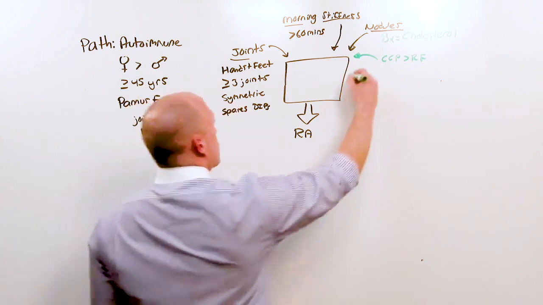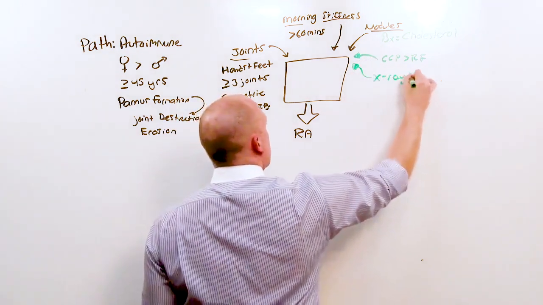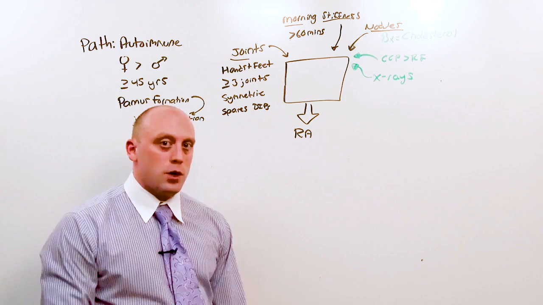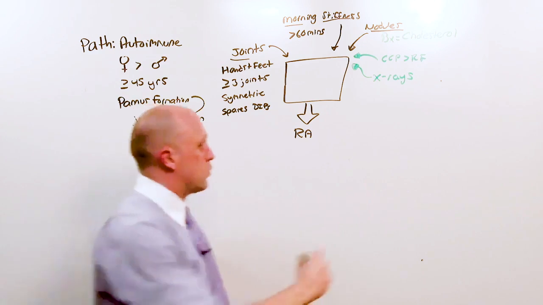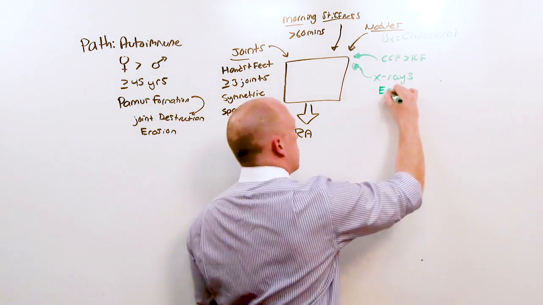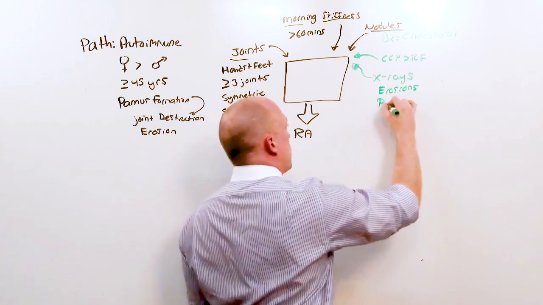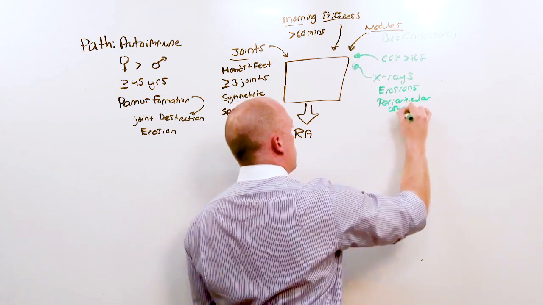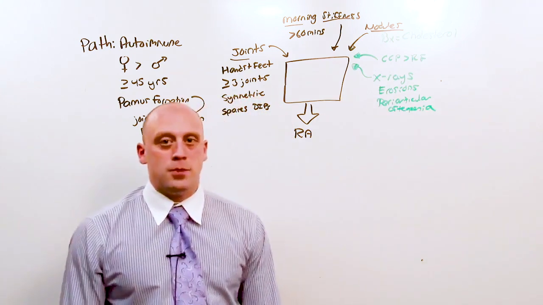And then you can use the imaging. And the imaging you want to choose is X-rays. Remember, what you're looking for is the pannus formation causing erosions. So what you're looking for is erosions. And if you see the words periarticular osteopenia, that's a buzzword for this is RA.